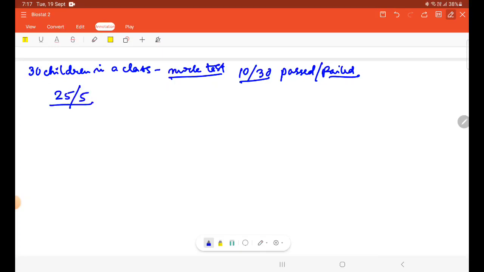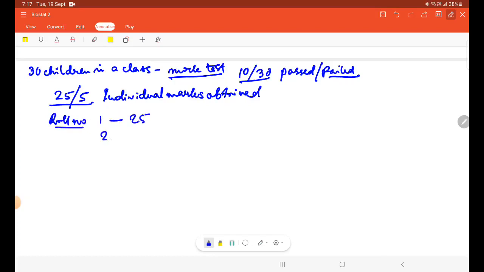Now if I try to collect the individual marks obtained, then what shall we do? We shall list them as per their roll number. Say roll number 1, 25 marks, roll number 2, 16 marks, roll number 3, say 18 marks, accordingly up to roll number 30, say 21 marks. This is how we do. So this is a master table.